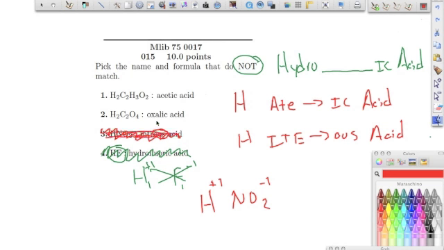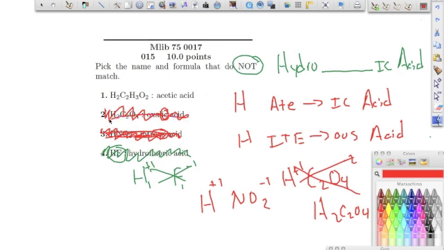Now oxalate, we look at this one, oxalic acid, and since it ends in IC, we know it had to be ATE, and oxalate is C2O4 with a -2. Bonded to our hydrogen, which is +1, we crisscross these, and that's where we get our H2C2O4, which is correct right there.